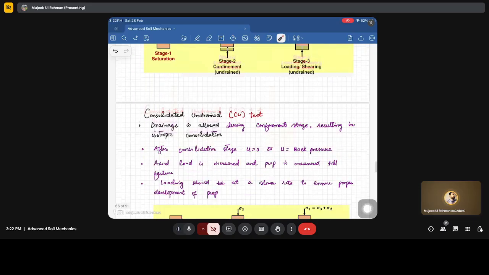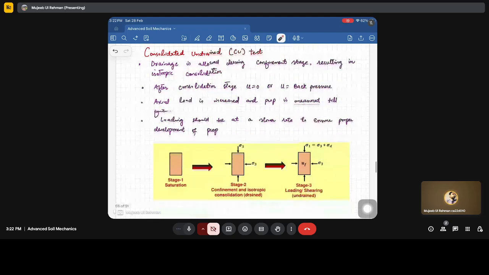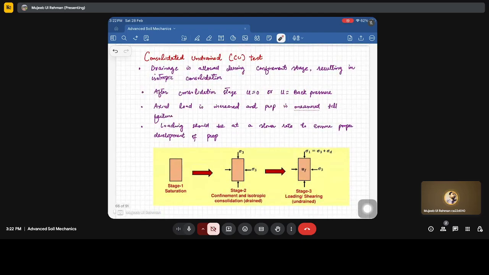Now the second test is the consolidated undrained test. What do you mean by consolidated undrained test? The drainage is allowed during the confining stage, which results in isotropic consolidation. Isotropic consolidation means that the consolidation will be carried out under a confining stress which will be equal in all directions. You can see sigma 3, sigma 3, sigma 3, sigma 3. And as you have seen in module 2 or module 3, when we have uniform stresses around a sample of soil, it will result in a volume change.